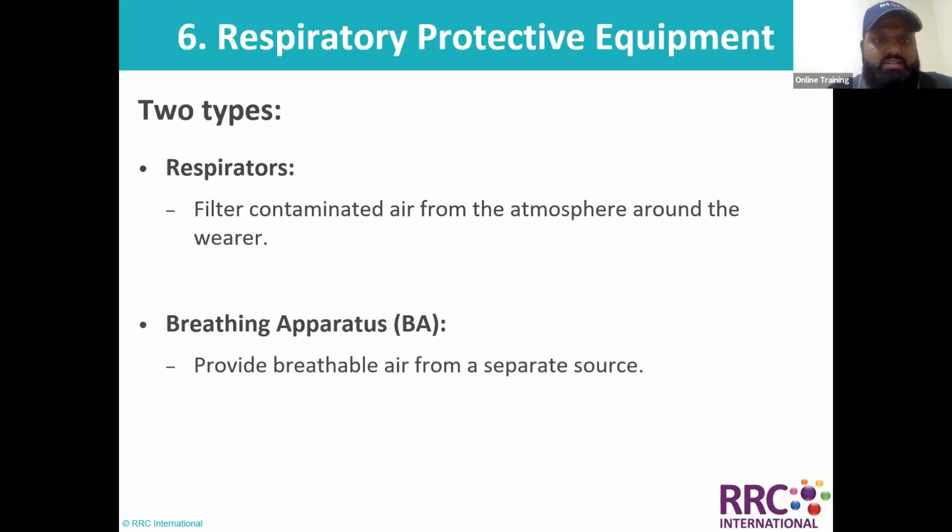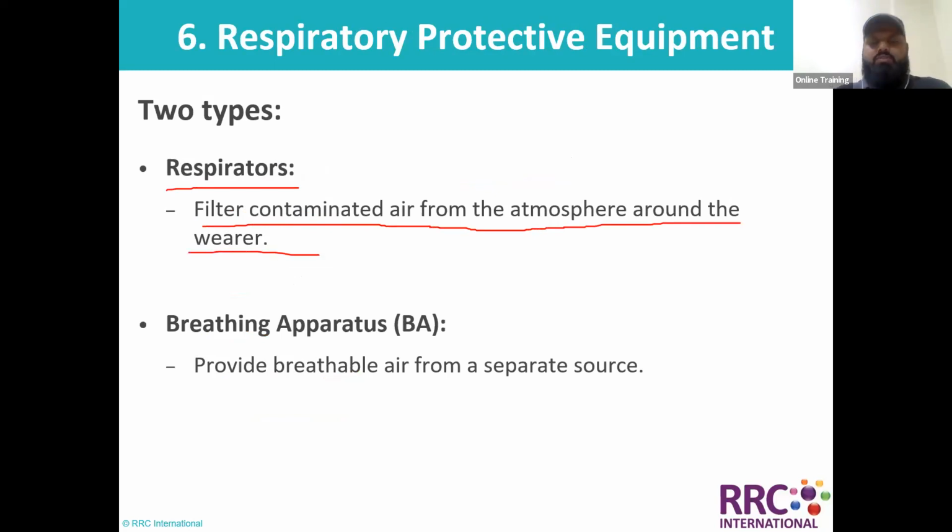Next, there is respiratory protective equipment. We have two types of respiratory protective equipment. One of them is respirators, which filter the contaminated air from the atmosphere around the wearer. Once you are wearing that, the air around you is filtered and you inhale that. You don't use any kind of artificial air. In breathing apparatus, we get the breathable air from a separate source like a cylinder.